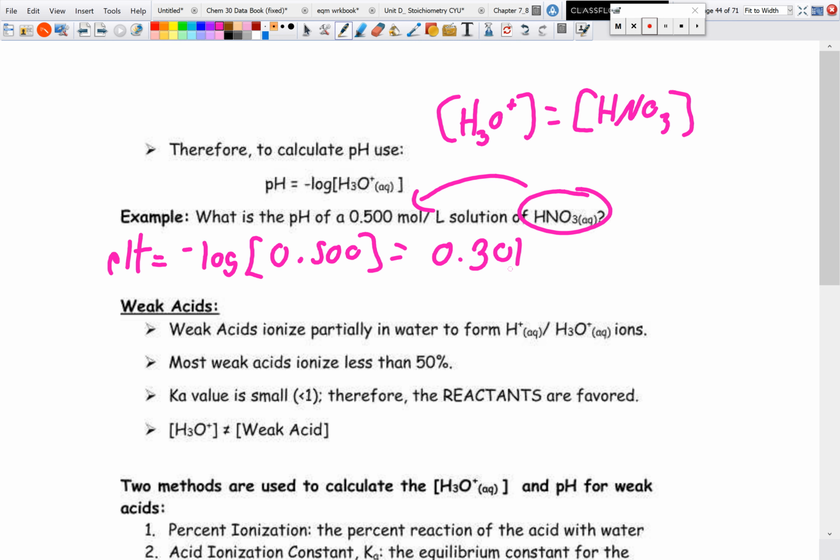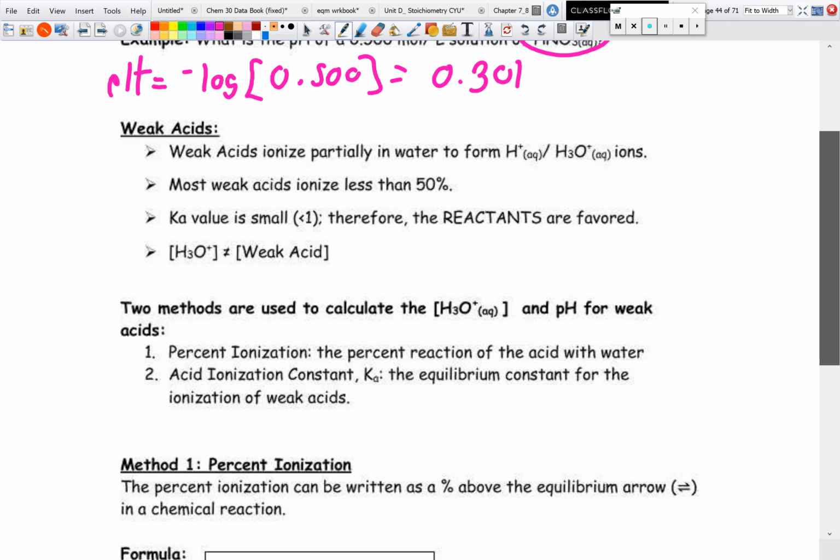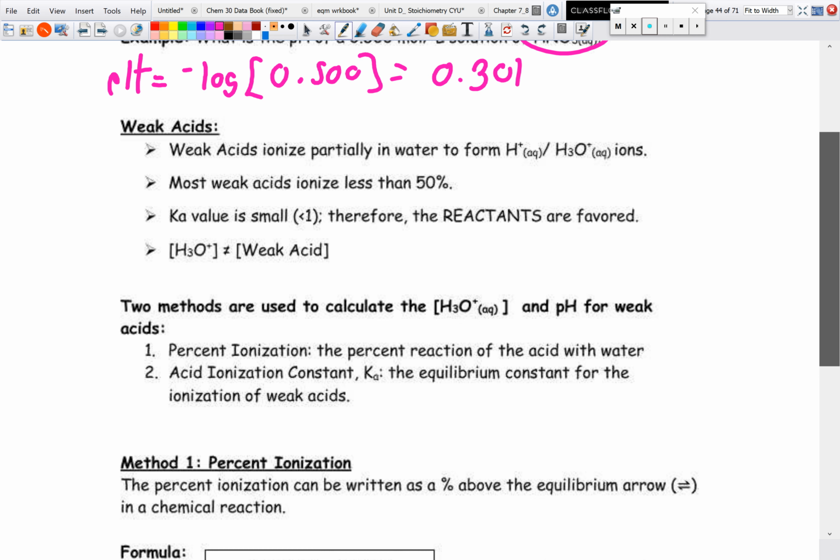0.301. So, of course, last week there was a bunch of different examples we'd done where we looked at strong acids and strong bases, only specifically those. We did not delve into the weak ones. So now for this lesson, we're going to look at how to calculate equilibrium stuff, how to calculate pH and pOH for weak acids, and tomorrow we're going to look at weak bases.